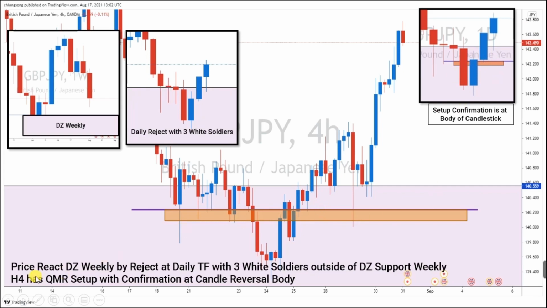Write a precise and short note so that we understand what is going on. So we can say that the price reacted from the danger zone weekly, rejecting at the daily time frame with the 3 white soldiers outside of the danger zone support weekly. The H4 has a QMR setup with a confirmation at the candle reversal body.